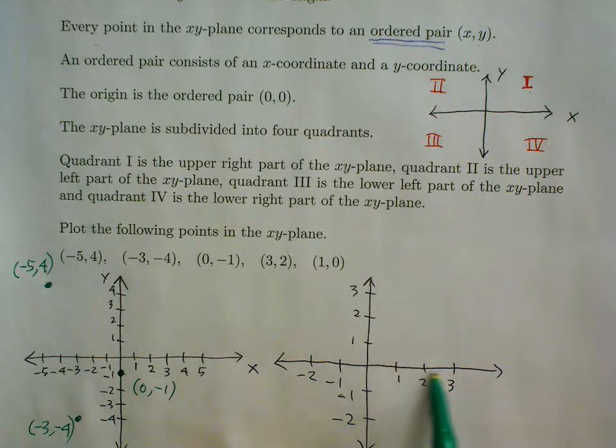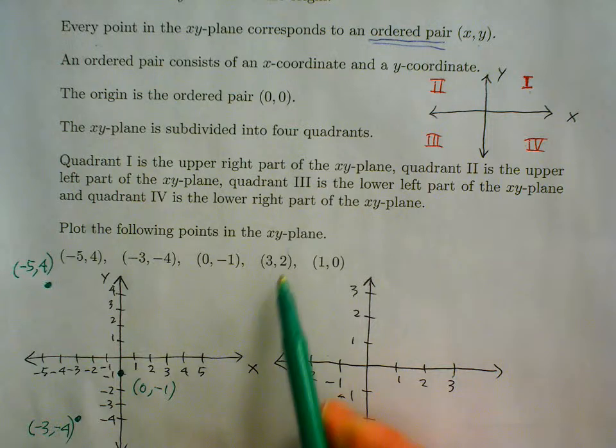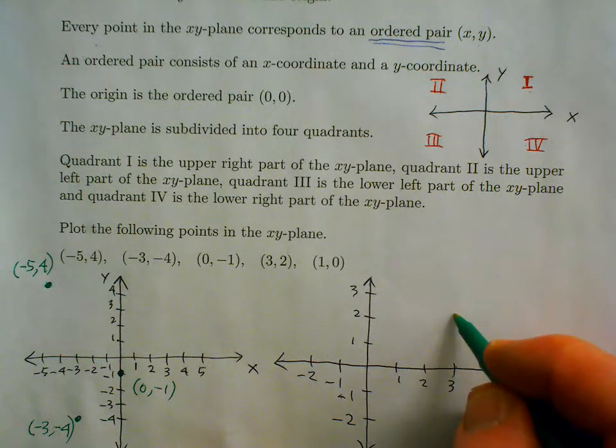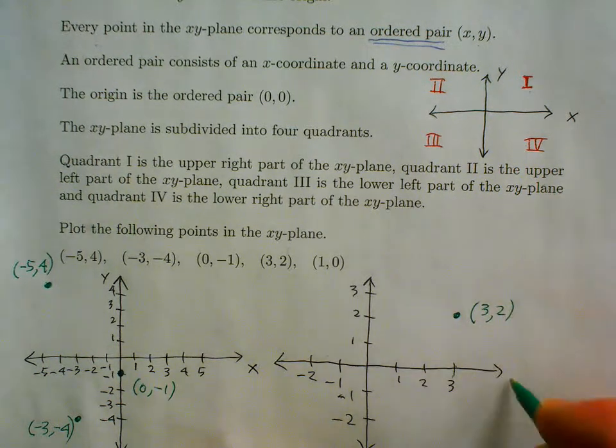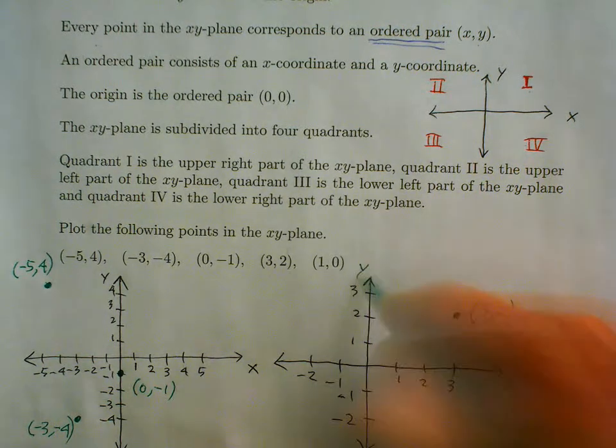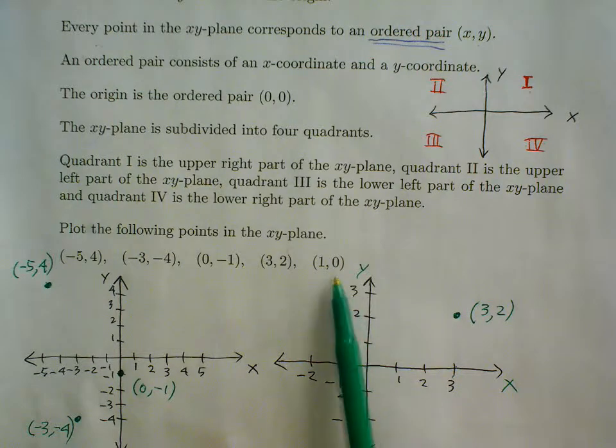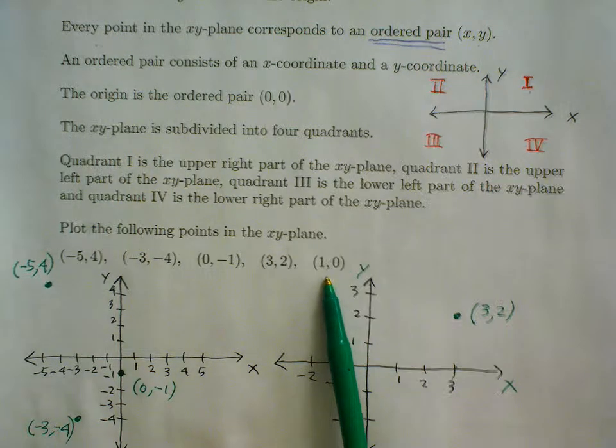along the x-axis to the right to get to x equals 3. Then y is equal to 2, we move up 2 units. So this is the ordered pair 3, 2, x-axis and y-axis. And then the ordered pair 1, 0.